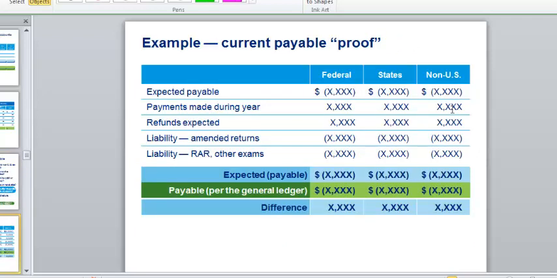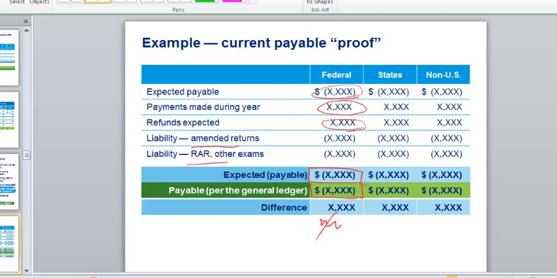So when you do a proof, how are you going to do it? You're going to say, well, what do I expect? I'll go to my compliance person and say, what do you expect your payable to be? And you'll say, okay, well, I'm going to go to my tax return calc. I'm going to calc what I owe. I'm going to show what payments I made. I'm going to show what refunds I expect. I'm going to deal with amended returns or what the IRS says I owe. I'm going to add up all these things, and this is what I think I owe. And whatever I book to, ideally it's the same, so that this difference is immaterial.